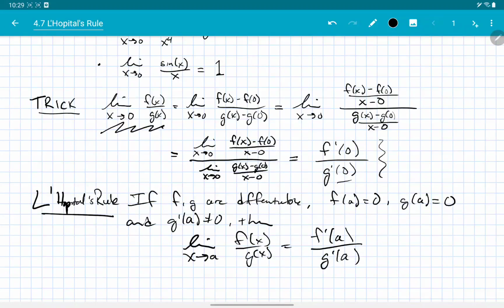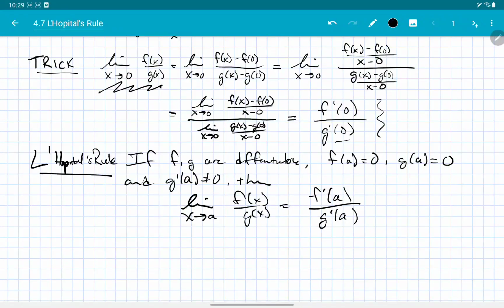Okay. Now recall just one caution about L'Hopital's rule. We're not taking the derivative of f divided by g. That would involve the quotient rule. That's not what we're doing here. We're simply taking the derivative of f and the derivative of g. So just remember that we're not taking the derivative of this as a function. We're taking the derivative of the numerator and the denominator separately.